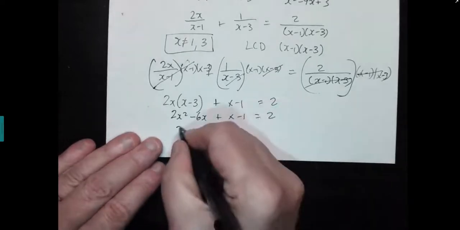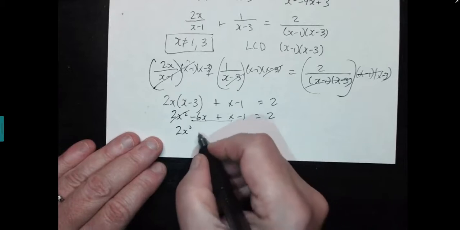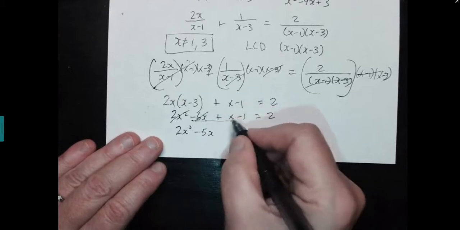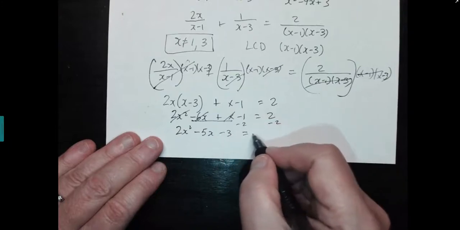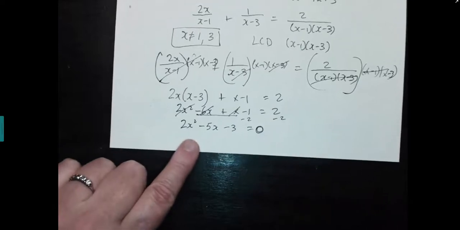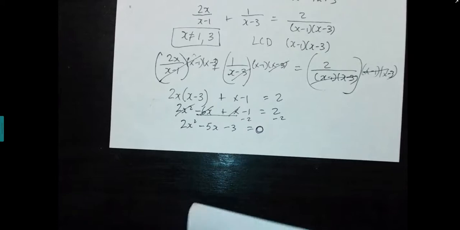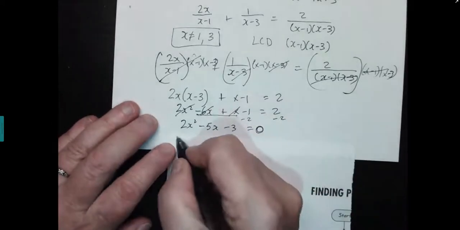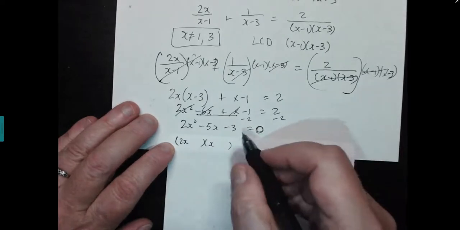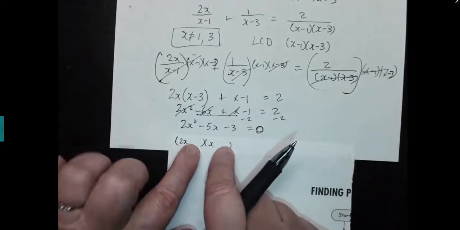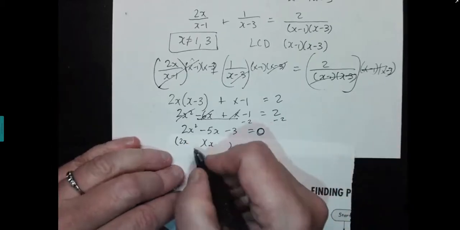And so I've got 2x squared. And if I put my x terms together, I have minus 5x there. And then if I subtract 2 from both sides, I'll have minus 3 is equal to 0. Now I can try and factor that, or I can use quadratic formula. It's not too bad. I know I'm going to have 2x and 1x, and then these numbers have to multiply together to give me negative 3, but then I've got to check it.